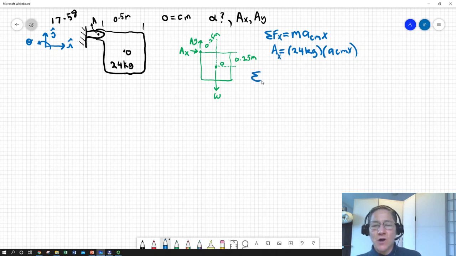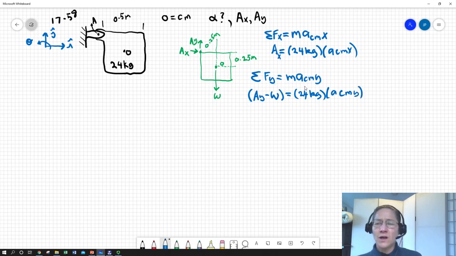Okay, we can do the same thing with the y. We can take the sum of the forces in the y, and we're going to set those equal to the mass of the plate times the acceleration of the plate's center of mass in the y direction. So if we use our vector conventions, we can express the sum of the forces in the y as just a sub y, the upward force at the hinge, minus the weight, is going to be equal to 24 kilograms times a center of mass in the y. So we're racking up quite a few unknowns.